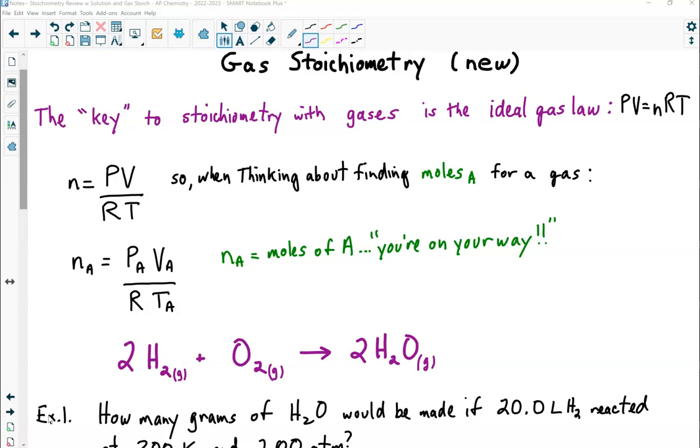So when you think about finding moles of A, we recall that moles is pressure times volume over RT. You're going to be given the pressure of the first gas, the volume of the first gas, and the temperature of the first gas. That's going to have to be given. We always know the value of R. You will be able to calculate the number of moles of the gas that might be participating in the chemical reaction. And then you can go on and find the amount of product. Let's look at an example or two.